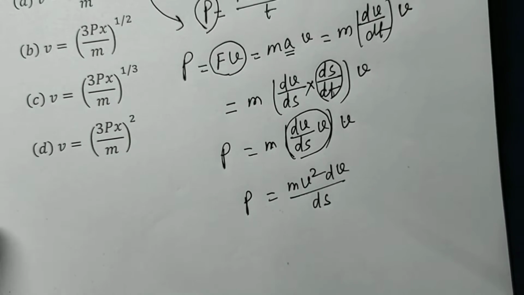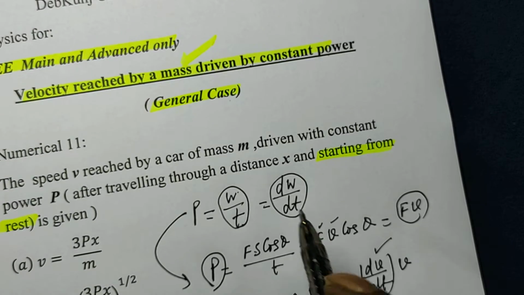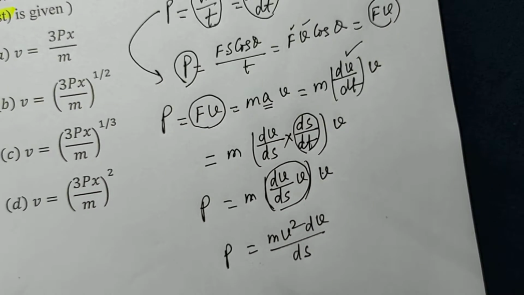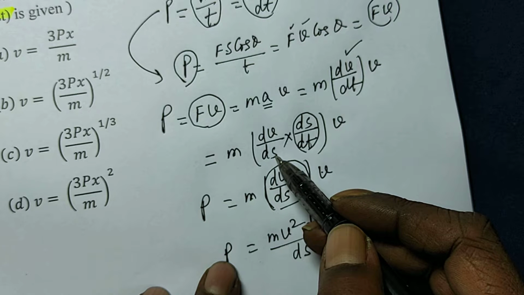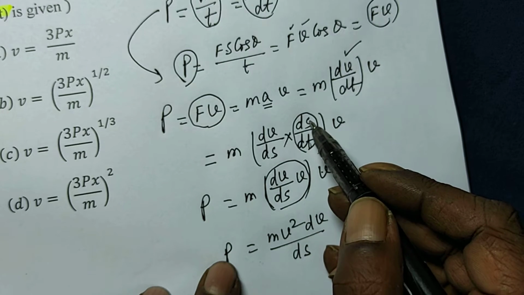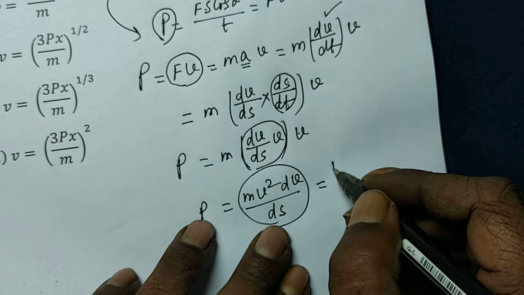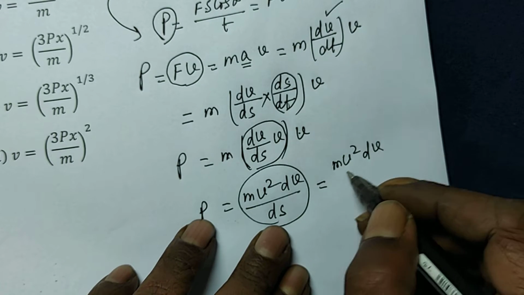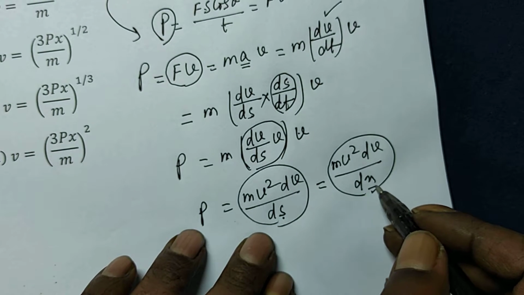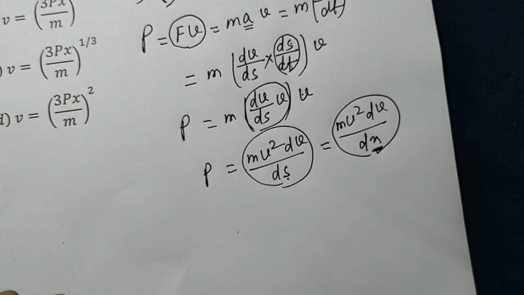Now, I have taken ds as the displacement. It was given in the book, in the numerical, x as the displacement. So, instead of ds, I should write it as dx. Then it should have become m v square dv over dx. It is just a symbol. S is displacement. I am replacing it with x because x was given in the numerical as the distance traveled.